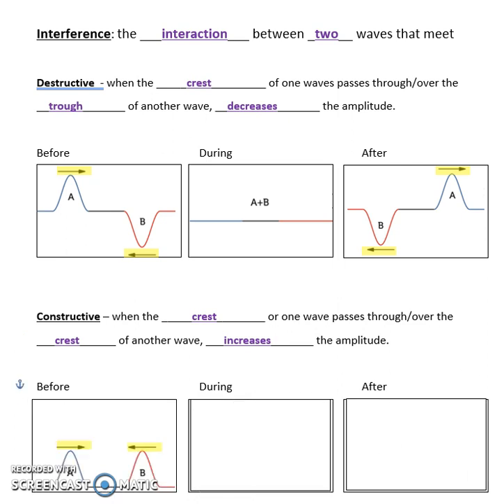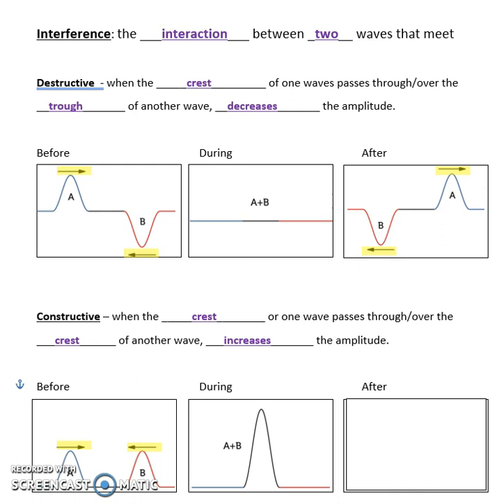So we have two waves, A and B. This time A and B are both positive because this constructive interference has two crests that are going to pass or overlap, and they are moving. You can see the yellow highlighted arrows moving towards each other.